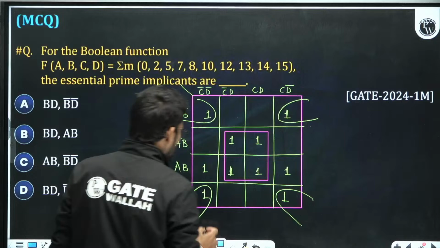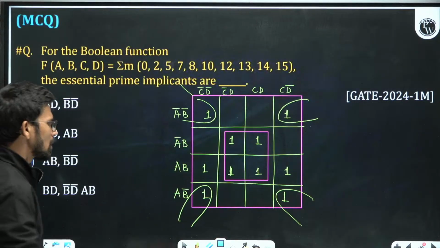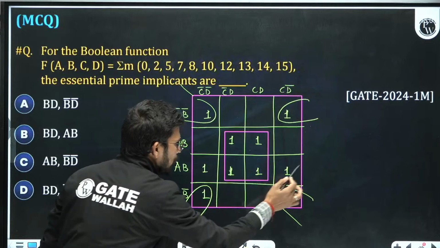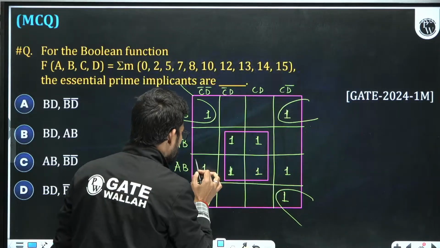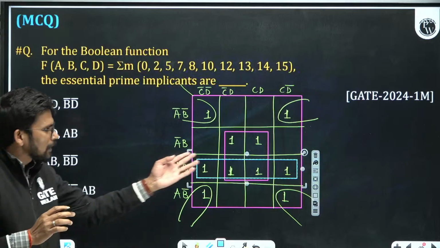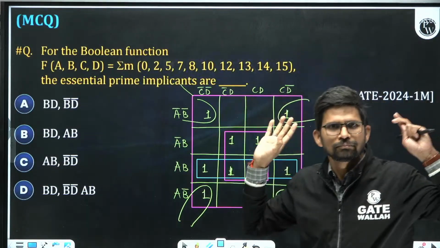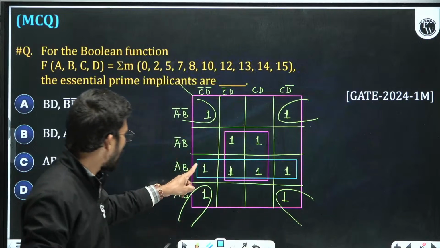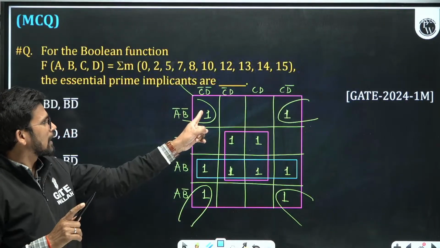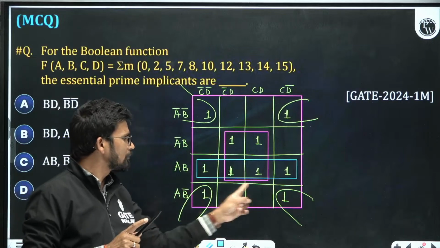And now this one has two options. Either it can form this quad, or it can form this quad. If you go for this quad, definitely now the K-map solution will have three quads. This one was having two options. This one is having only one option, the corner quad. This one is having only one option, this quad.